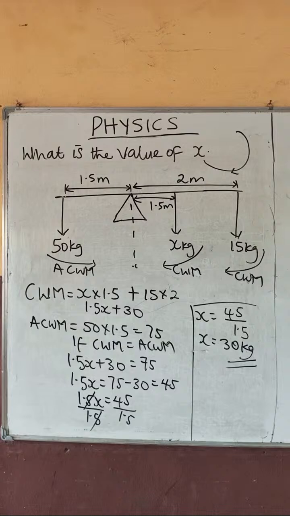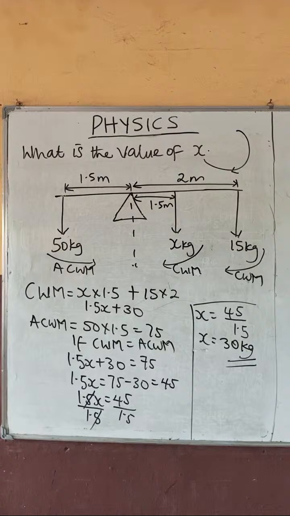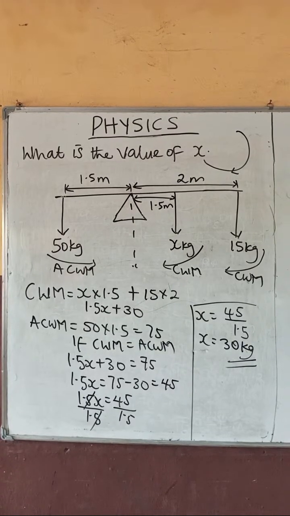Secondus, I'm coming to your question. In the clockwise solving, why did you multiply 1.5 by x instead of multiplying x by 15? Okay, that's the first question. I got you. Odiba, you are done. Second is, I'm coming to your question.